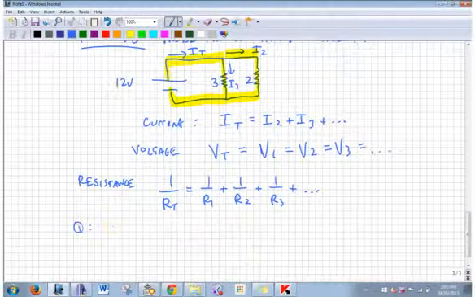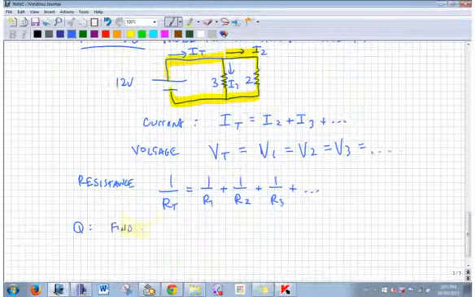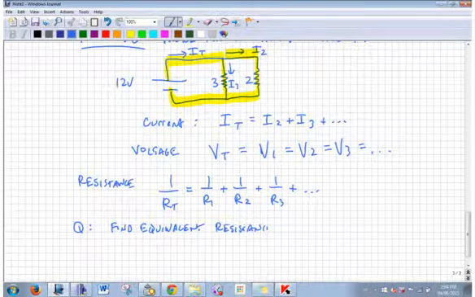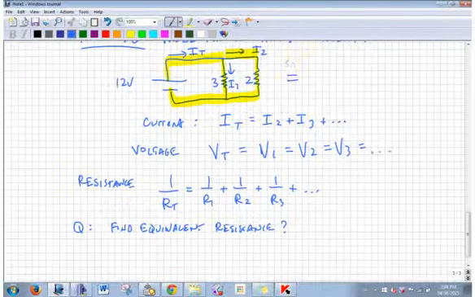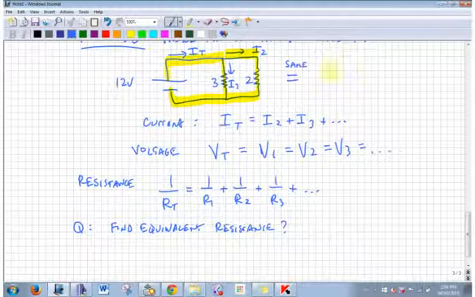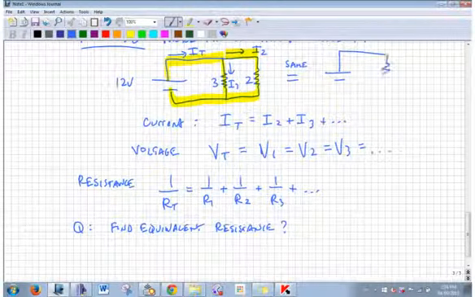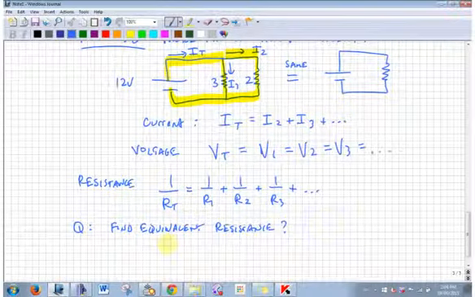Okay, so, question. What we want to do when we solve a parallel circuit is make it a series circuit. So what is the equivalent resistance for this? I want this thing to be the same as this. I just want to make that 3 ohm and 2 ohm resistor in parallel into one resistor in series. What's the equivalent resistance?